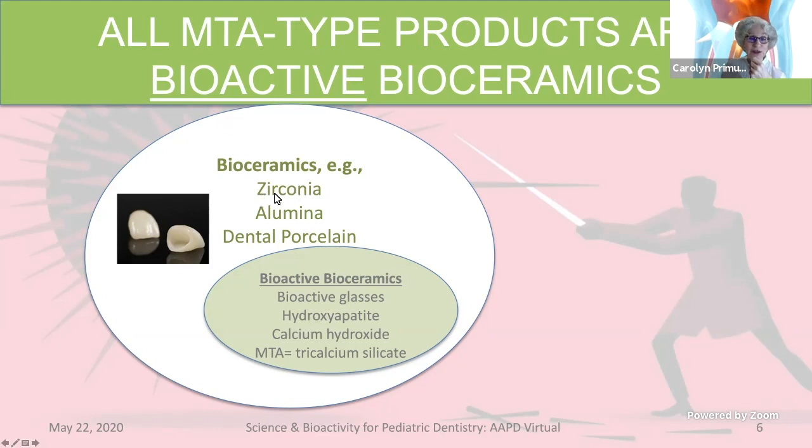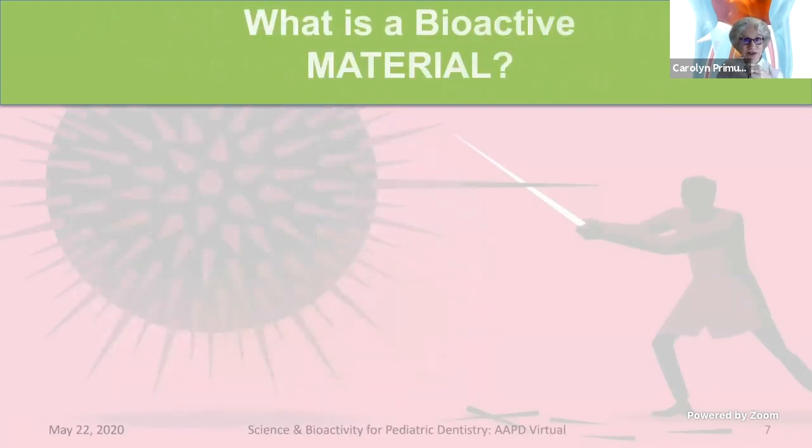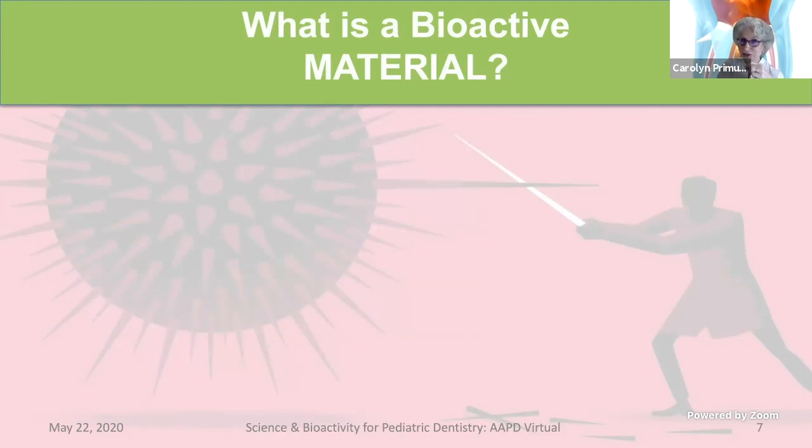Bioceramics can include inactive or non-bioactive materials, including zirconia, alumina, or dental porcelain that you might have heard about. But the bioactive bioceramics include bioactive glasses, hydroxyapatite, calcium hydroxide, and especially the material we're going to focus on today, which is MTA. And chemically, I almost think of it as tricalcium silicate. So let's delve into this a little bit more about what is a bioactive material, and then we'll talk about why it's important to you in your practice.